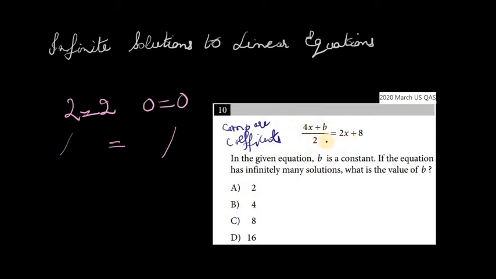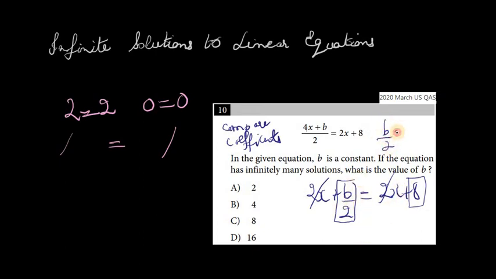So to find b, let me simplify this a bit. On the left hand side, I can divide both of them by this 2, so it would become 2x plus b over 2 equals 2x plus 8. And as you can see, the x terms do cancel out when I subtract a 2x from both sides, and the constant terms also have to be equal. So this b over 2 has to be equal to my 8, and so because b over 2 equals 8, b has to be equal to 16, and so the correct option is D.